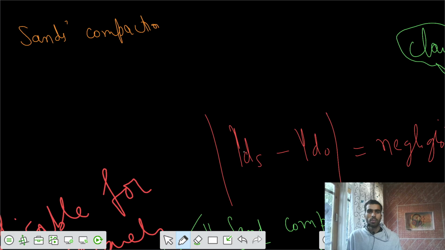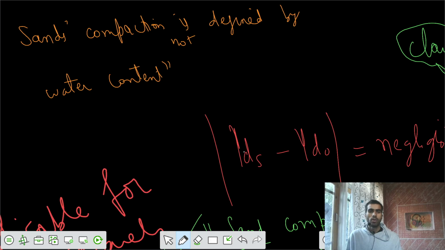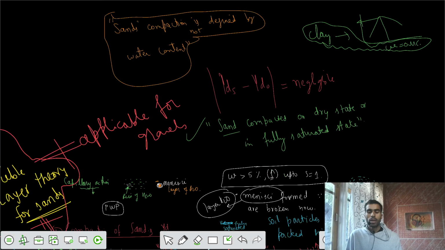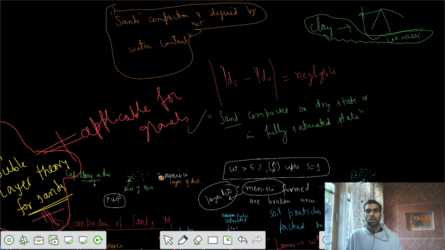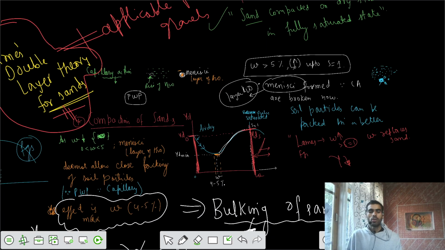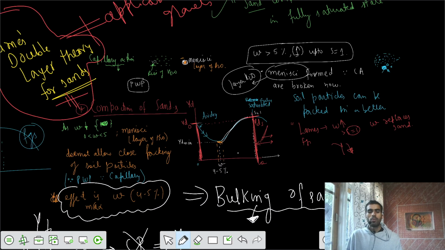Sand compaction is not defined by water content. So there is no effect of water content on the compaction of sands, because we directly got the statement that compaction of the sands would be either in the dry state or in the completely saturated state. We won't take any intermediate value of water content. We would go either at a dry state or in a fully saturated state. Okay.